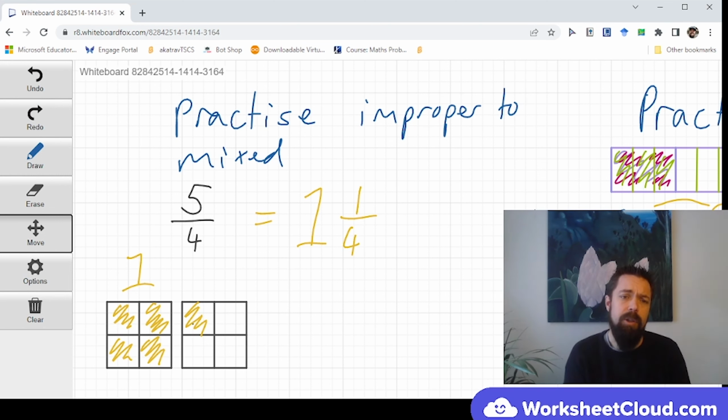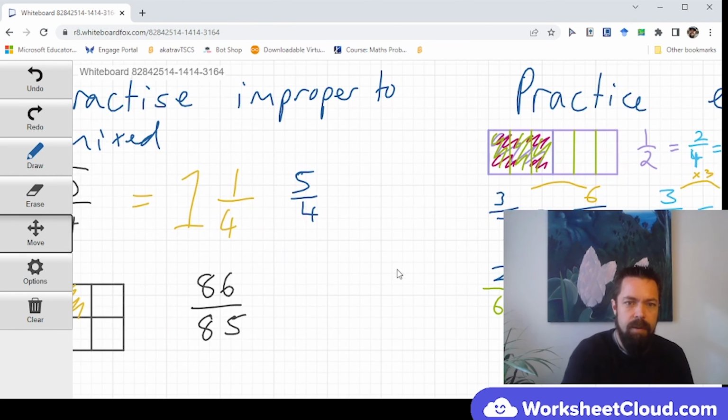That's all very well and good if you're looking at things like quarters, but it's not super useful if you're looking at a really big number. Like let's say you were looking at 86 over 85. Are you really going to draw a shape that has 85 little pieces and then color them all in? That would take forever. So there's another way. Let's look again at the 5 over 4.